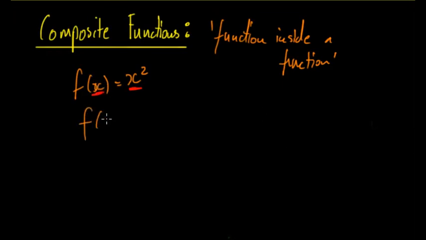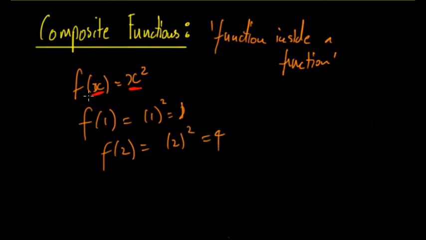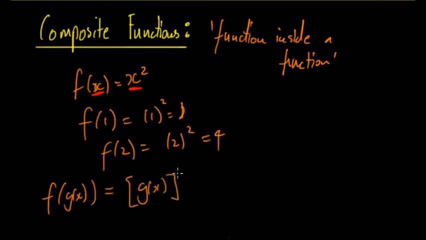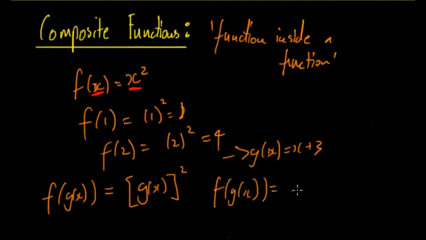So for example, when we say f(1), that means 1 squared, so it equals 1. f(2) is equal to 2 squared, so it's equal to 4. But rather than replacing a number, we can replace this x with another function. So we can go f(g(x)) is equal to g(x) squared. So let's say g(x) is equal to x plus 3. Then that means f(g(x)) is equal to (x plus 3) squared.